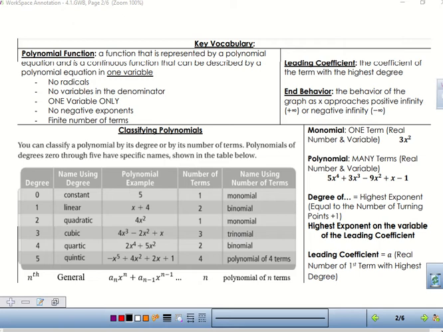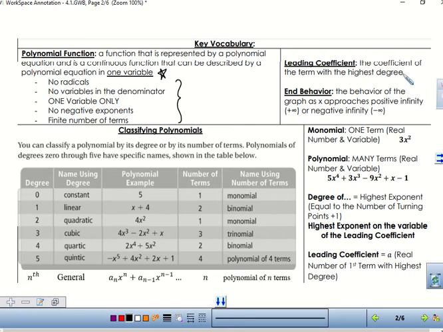A polynomial function is a function that is represented by a polynomial equation and is continuous, and it can be described by a polynomial equation in one variable. Very important, it's always in one variable. If there's multiple variables, it is not a polynomial function. If there's a radical, if there's variables in the denominator, negative exponents, or an infinite number of terms, any of these things make it not a polynomial, okay?